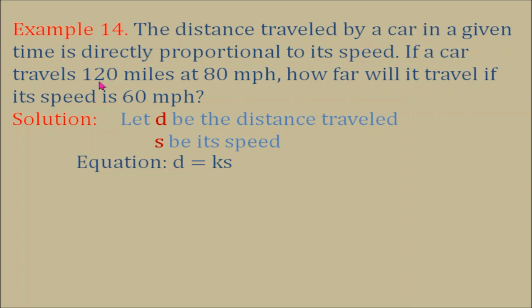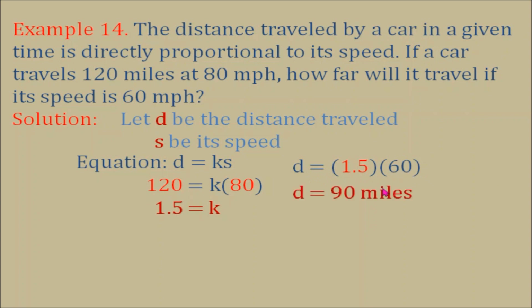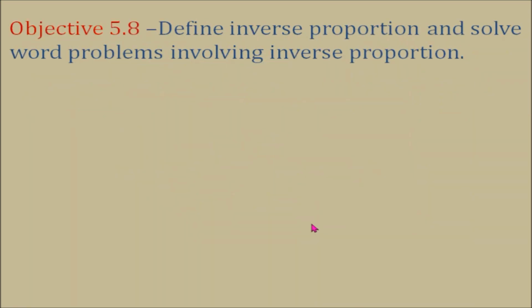Now, the distance traveled here is 120 and our speed here is 80, so that's 120 equals k times 80, dividing both sides by 80, so 120 divided by 80, that's 1.5. So k here equals 1.5. Now going back to our original equation, d equals k times s. Our k is 1.5 and our s is 60, so that's d equals 1.5 times 60. And 1.5 times 60 equals 90. So our answer is 90 miles.